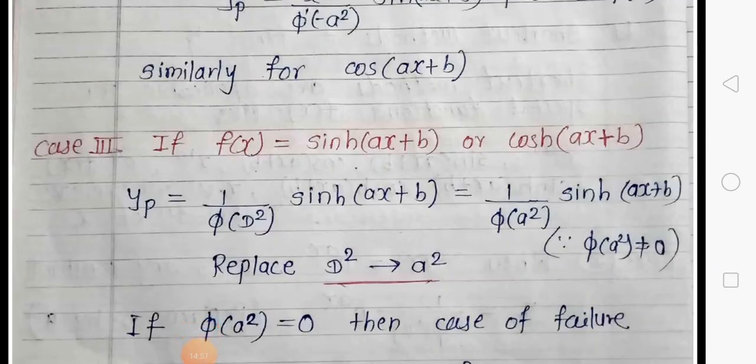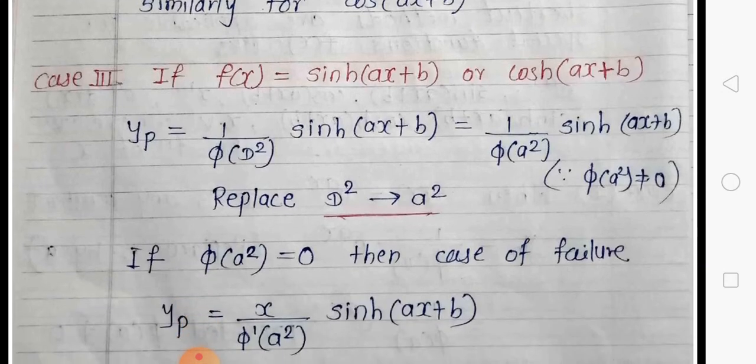Now we see case 3. If f of x is sine hyperbolic or cos hyperbolic. Remember here, in trigonometric functions, we replace D square by minus a square, and in hyperbolic functions, replace D square by plus a square. This is the difference between trigonometric and hyperbolic functions.